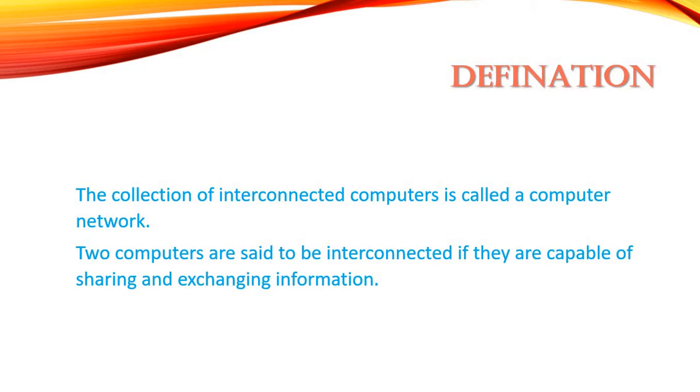Computer networks are nothing but collection of interconnected computers. So the two computers are said to be interconnected if they are capable of sharing as well as exchanging the information. So more than one computer, if we are connecting, they are sharing the resource, they are exchanging the information, that is called as a computer network.